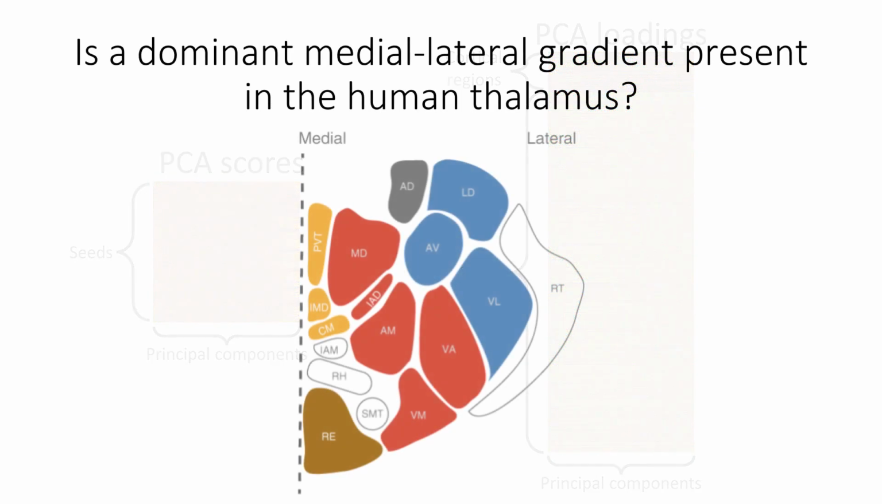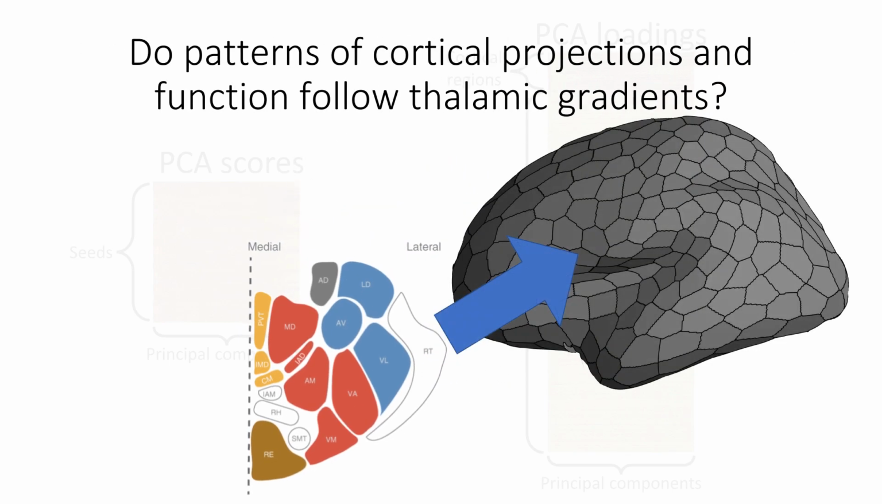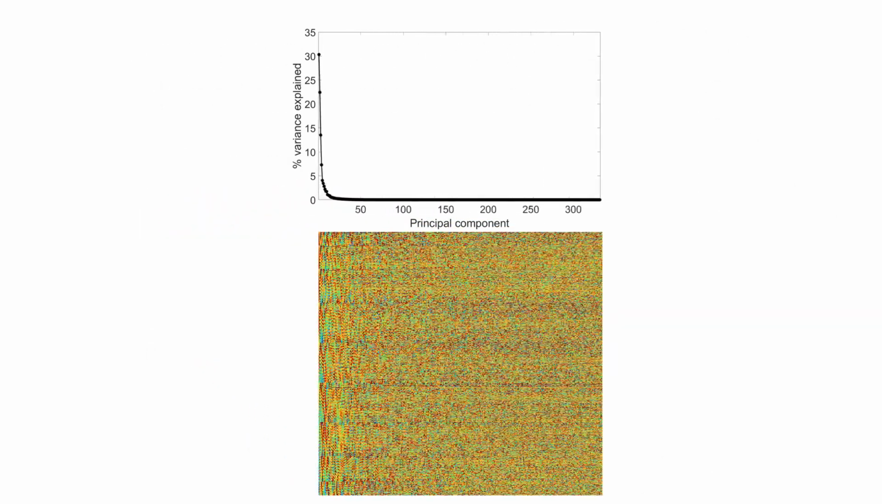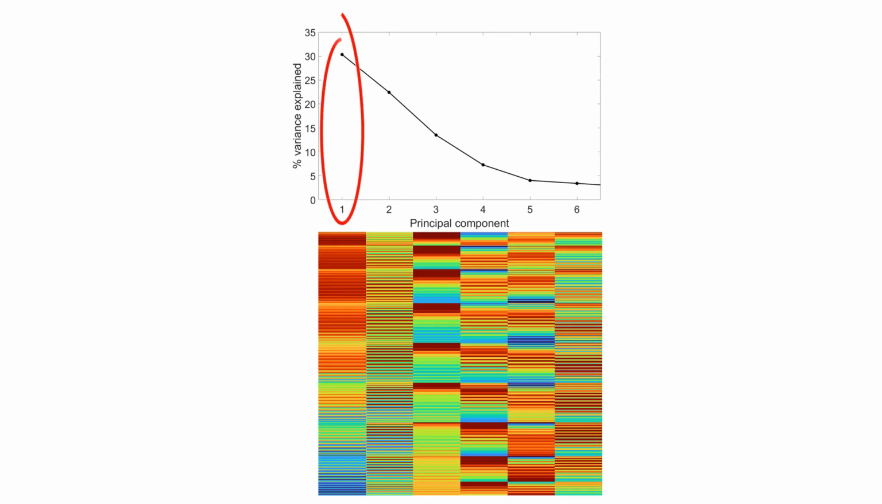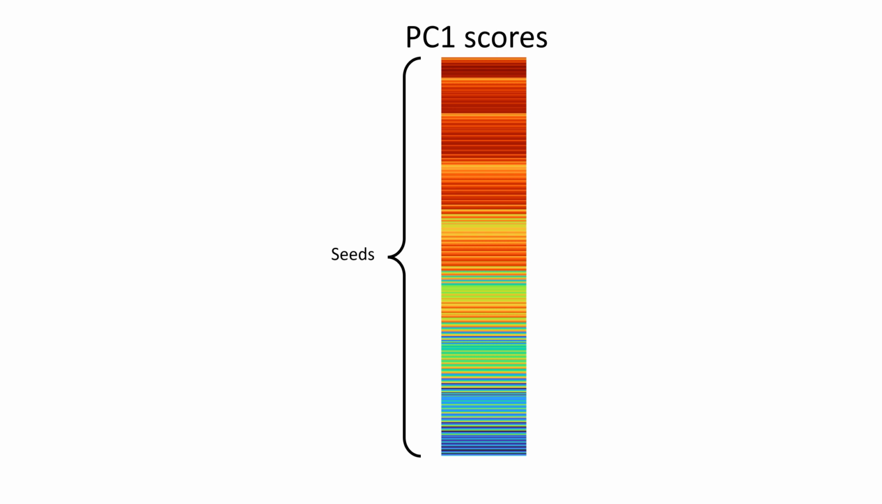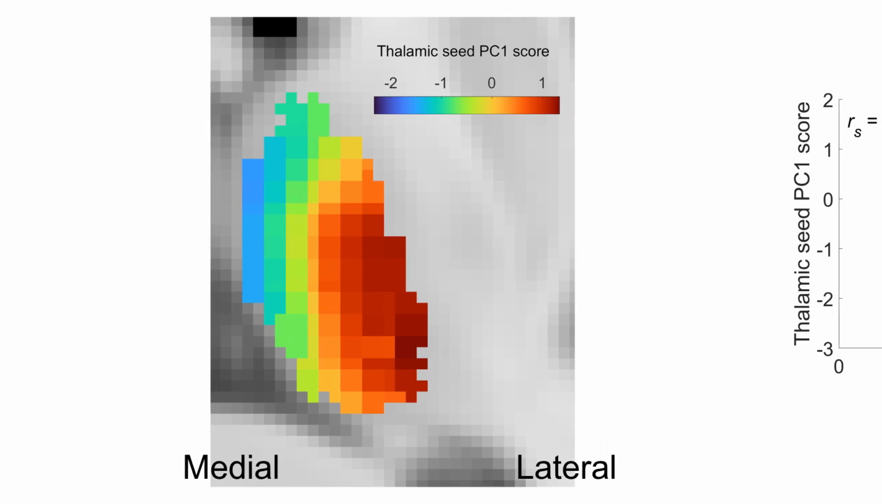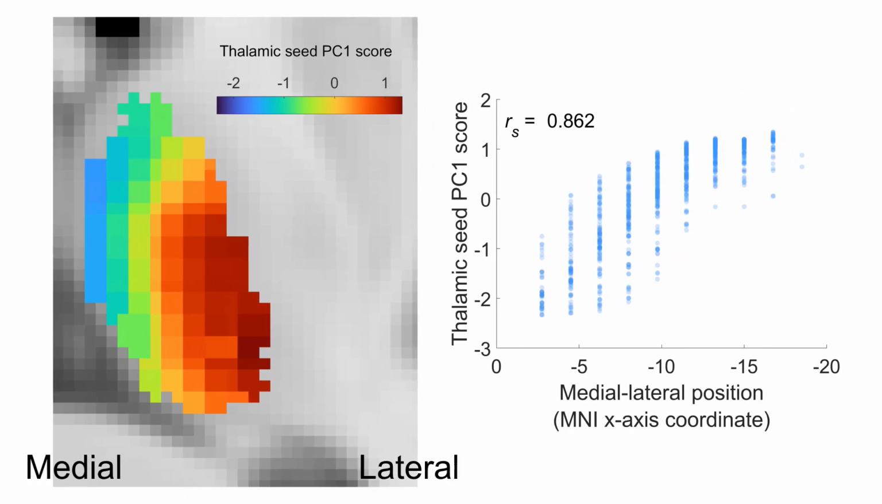We can use these to answer if the dominant axis of variation maps onto a medial-lateral thalamic gradient and what patterns of cortical projections emerge from it. Returning to our principal component score matrix, we want to extract scores for the first component, which in our case explains 30% of the variance. Projecting these scores onto their respective seeds and surrounding voxels, we see a medial-lateral gradient emerge, which we can further confirm by correlating each seed's medial-lateral position with its principal component score.